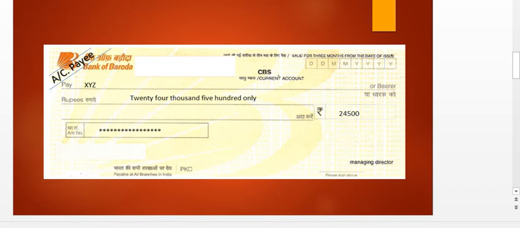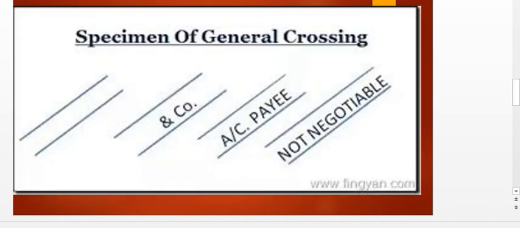Here I have a pair of parallel lines drawn across. This is termed account payee, and this is termed a crossing. When I take up the term crossing, I have two types: number one is a general crossing and number two is a special crossing. These are some specimens of general crossing: just drawing two lines, writing "and Co.", account payee, not negotiable. All these are general crossing.